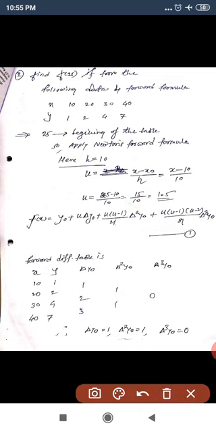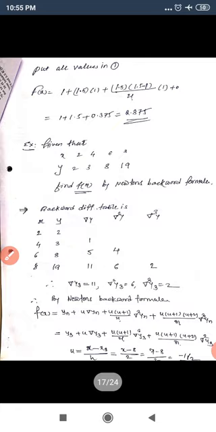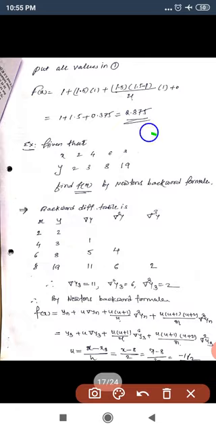u is equal to 1.5, you know. What is the value of y0? It is 1. Del of y0, you know, is this value. Del square of y0, del cube of y0. Substitute all values here. We get f of 25, which is this.